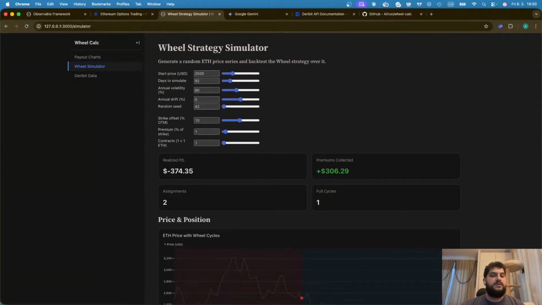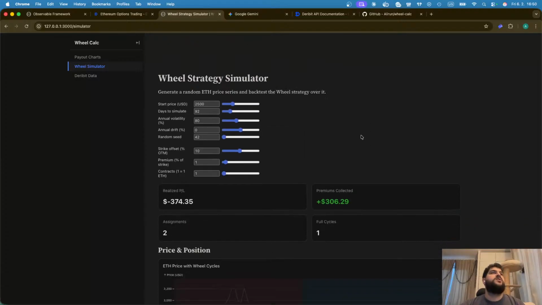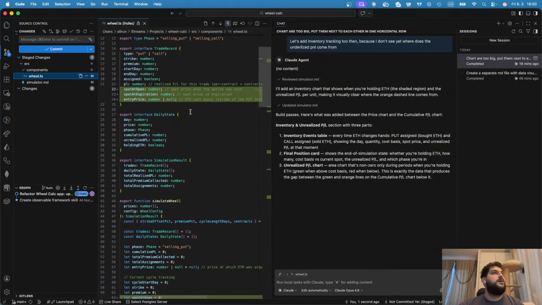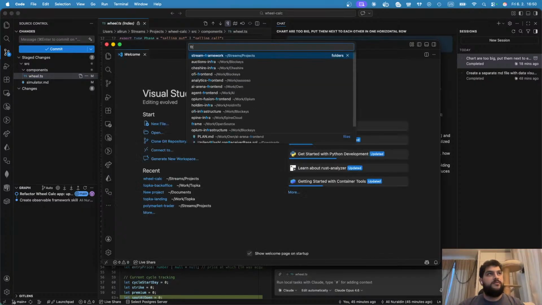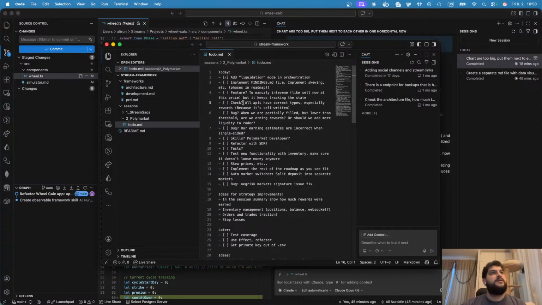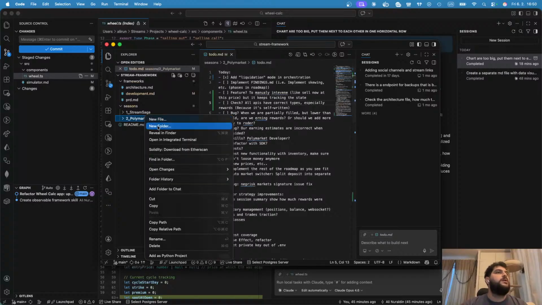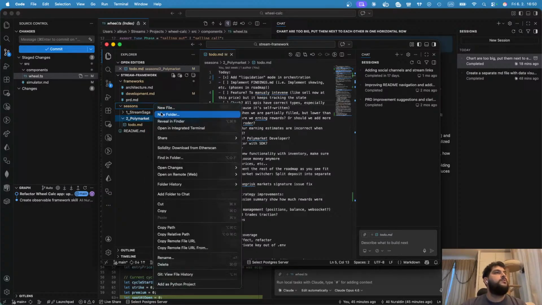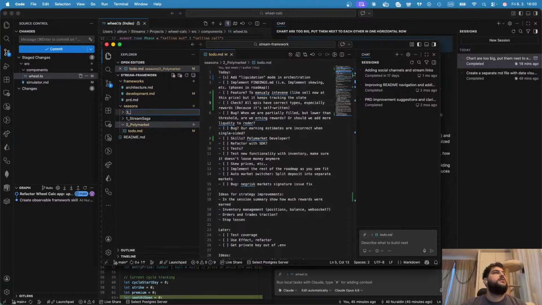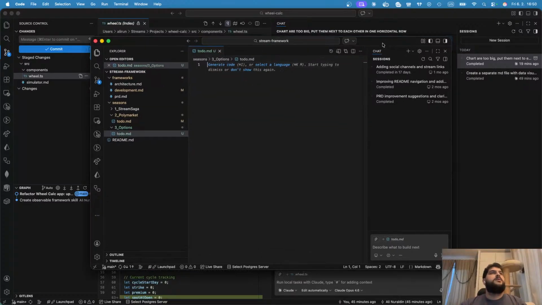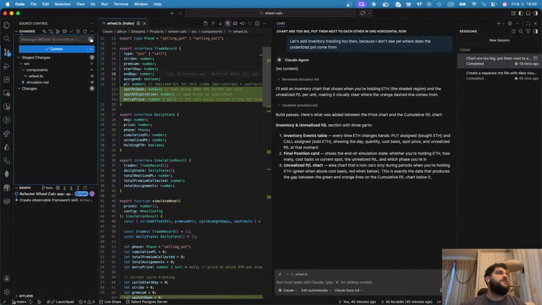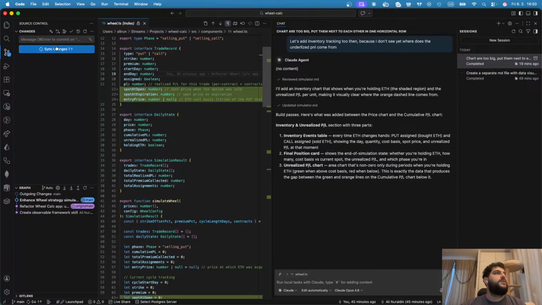I think in this episode we've done a pretty good job. What I want to do also is open the framework and create a new to-do list for us, so we can write down stuff for ourselves. Options wheel, and let's create a to-do.md here. Okay, so first let me commit this thing. I think it's pretty interesting.